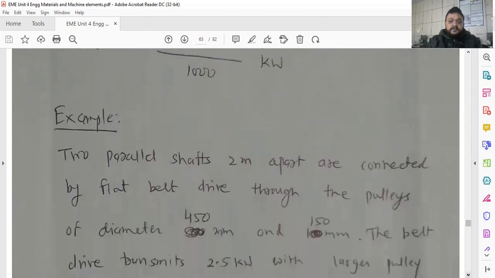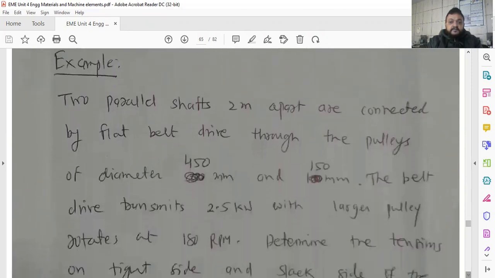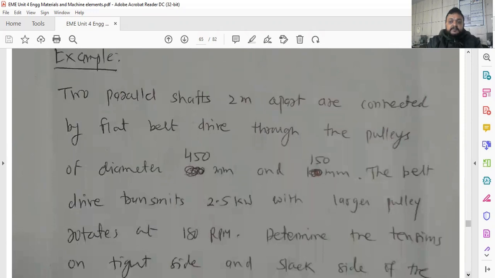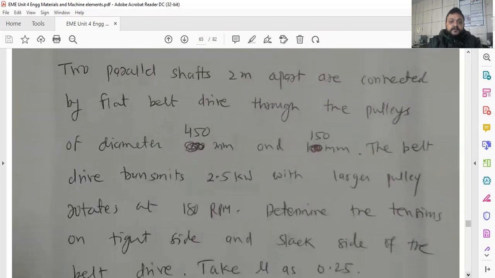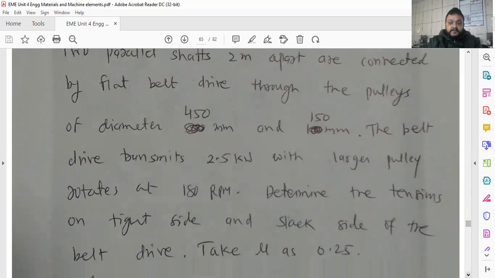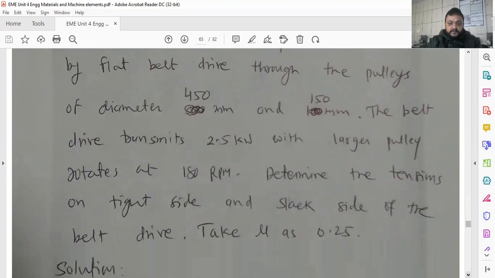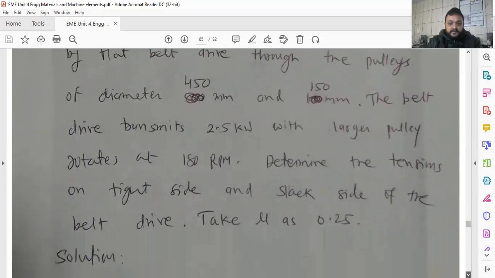So this is about the shaft. Two parallel shafts, 2 meters apart. So C is given. A flat belt drive is used. Pulleys of diameter 450 D1 and 150 D2 are given. The belt transmits 25 kilowatts. So power is given. RPM N is given. So we have to determine the tension on the tight side and slack side. So T1 and T2 we have to find out. Mu is given.